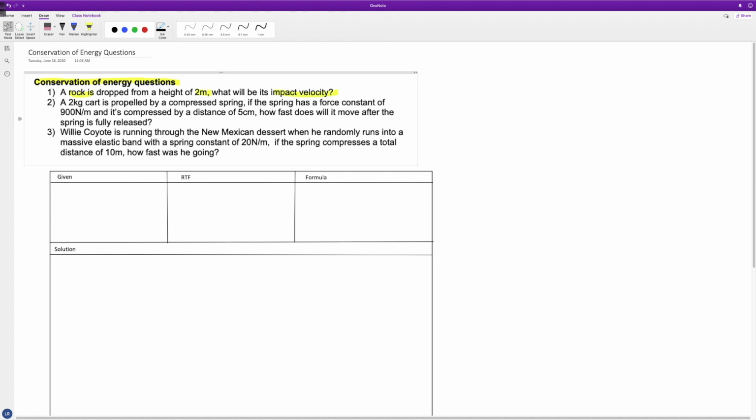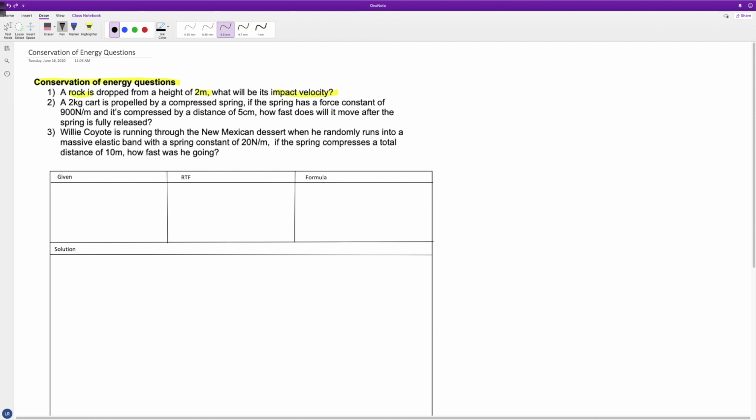All right, so now what type of energies are involved in this one? So we say conservation of energy, which means that energy is going to go from one form to another. In this case, we're talking about a rock being dropped from a height of 2 meters. So this implies that gravity is involved. And since we're talking about impact velocity, that implies that we have kinetic energy as well. So those are the 2 things that we're going to be focusing on, gravity and kinetic energy.